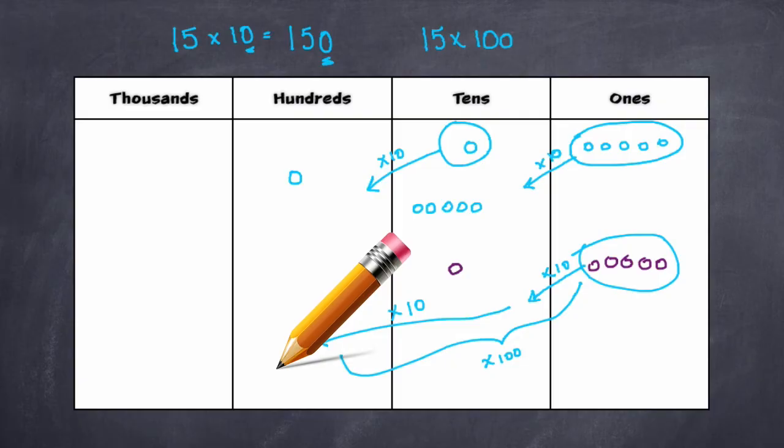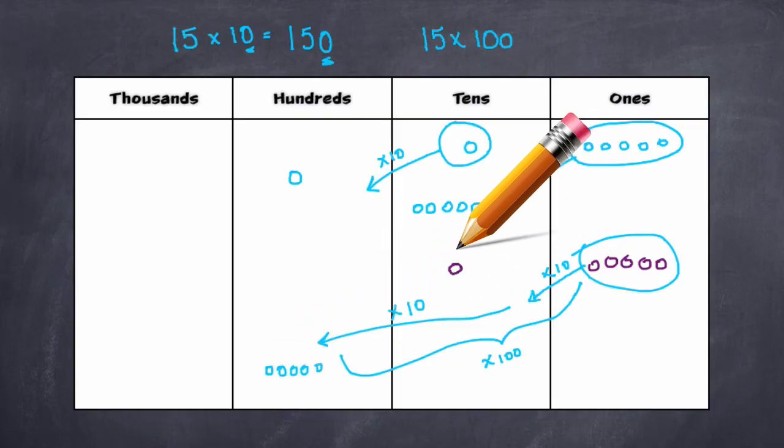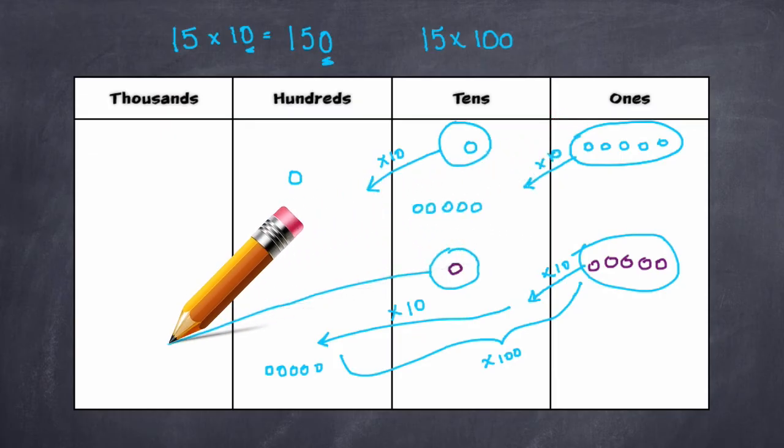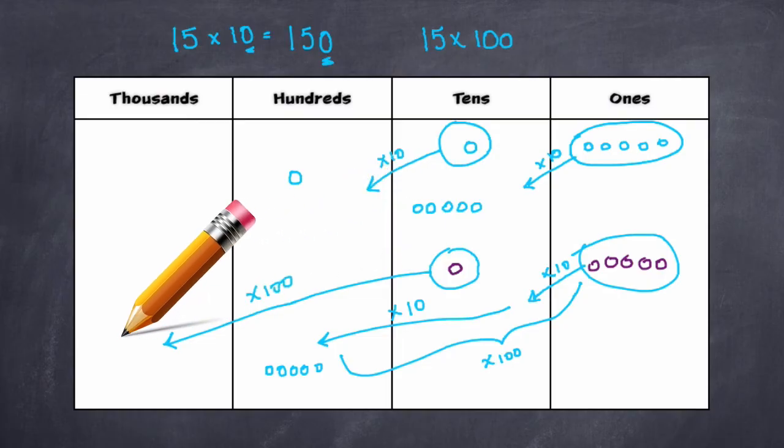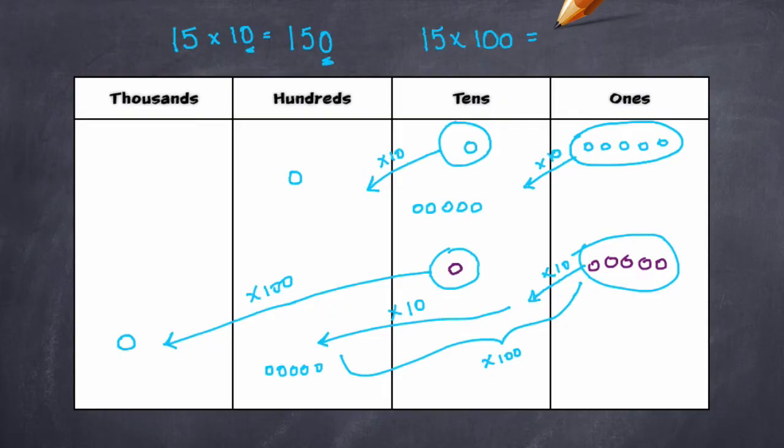And when I do that, I'm going to get 5 ones. 1, 2, 3, 4, 5. And if I did the same thing to this guy here, 1 spot for 10, 2 spots for 100, it's going to end up here. So now I would have 1,000. I would have 5 hundreds. I wouldn't have any 10s. I wouldn't have any 1s. Okay? So 15 times 100 would be 1,500.